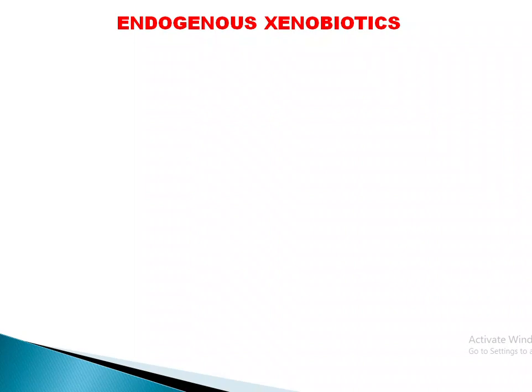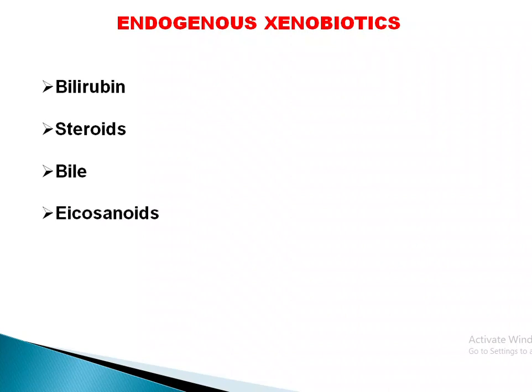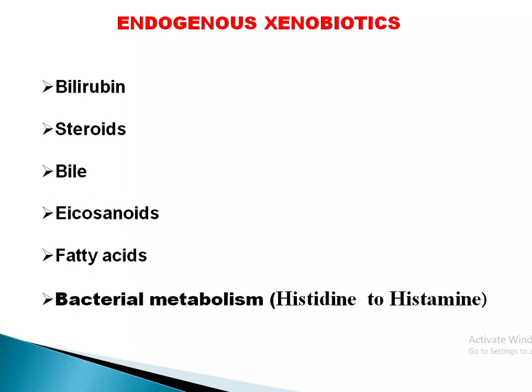The endogenous sources of xenobiotics include various compounds such as bilirubin, steroids, bile salts, eicosanoids, certain fatty acids, and compounds produced in the body by bacterial metabolism, such as histidine being converted into histamine. So histidine is an amino acid, and once it is converted into histamine, it has to be removed from the body.